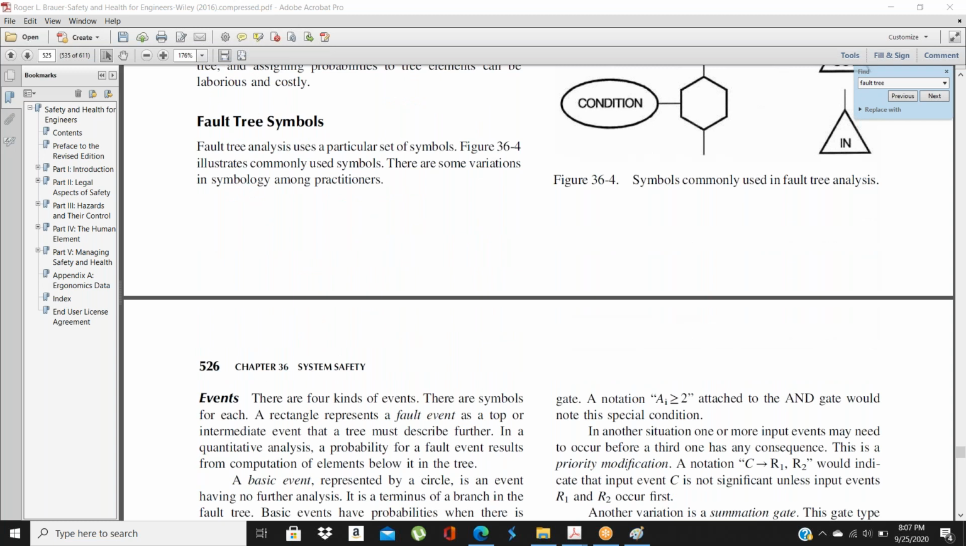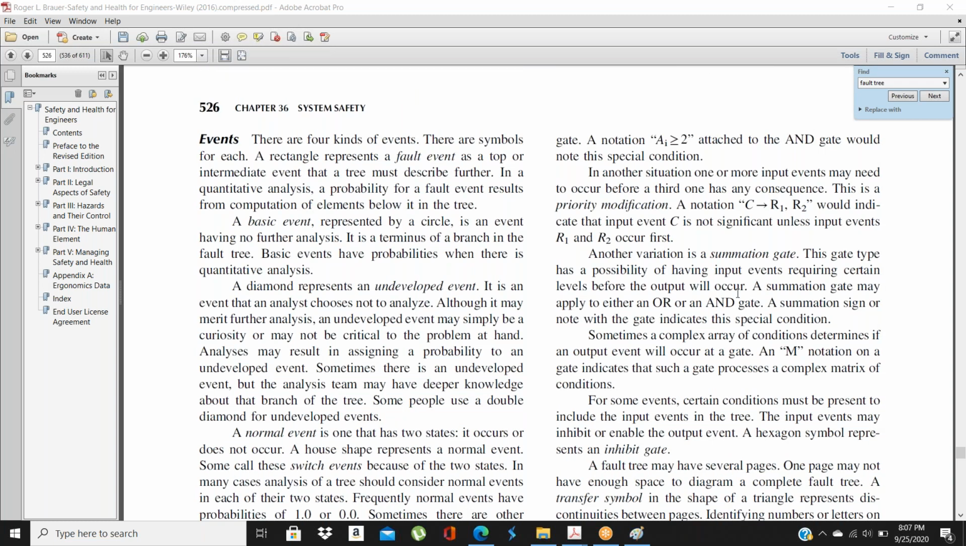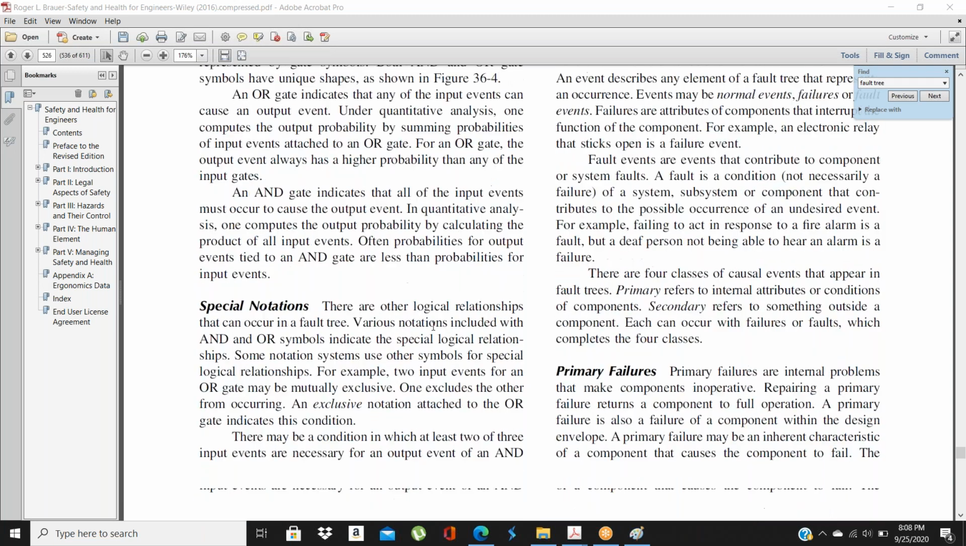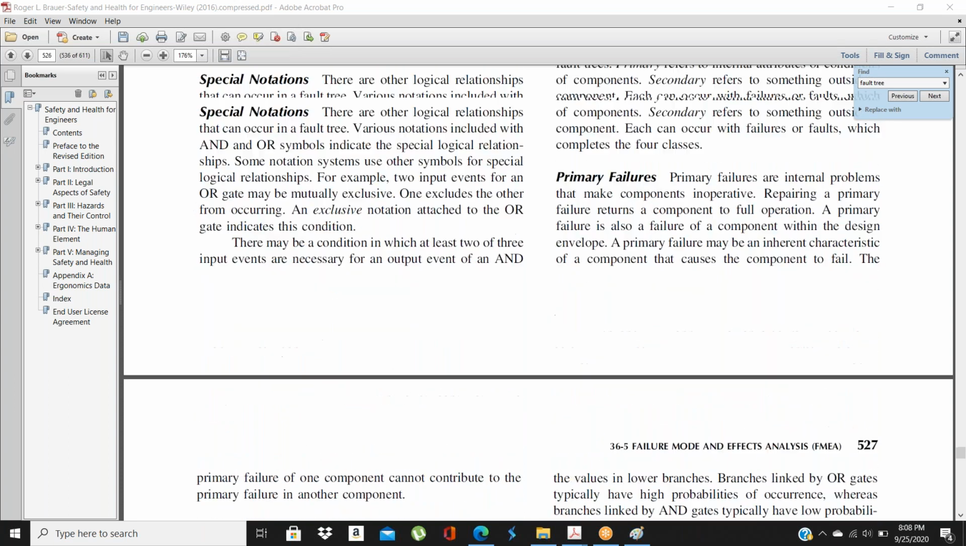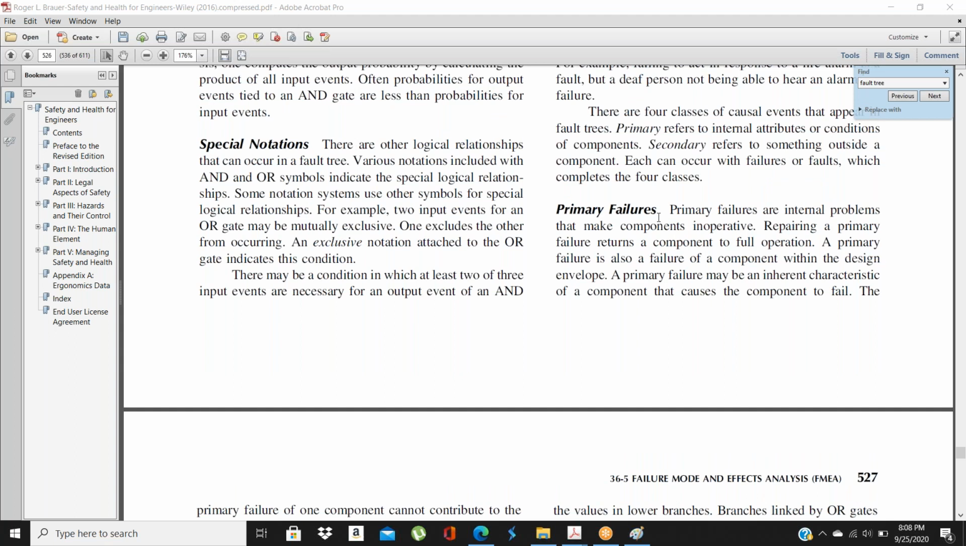We'll just discuss some of this logic gates we discussed. Primary failure and secondary failure. Primary failures are those failures which occur inside the component. Your component has failed. This is your primary failure.